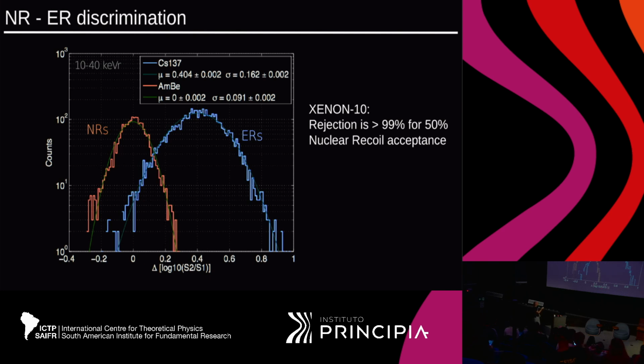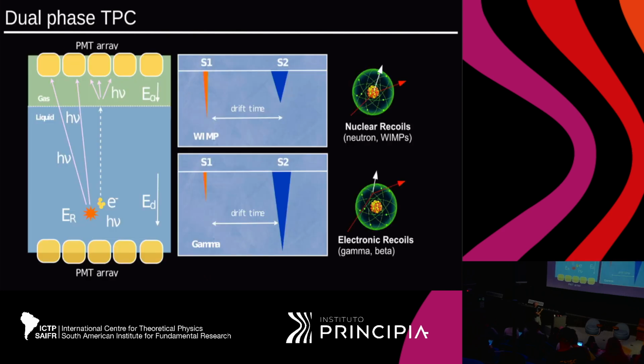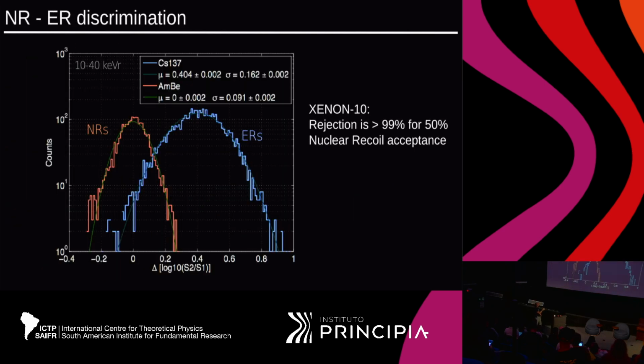So here, if the second signal is large, you have the larger second. Yes, I'm always confusing. Sorry, it is the other way around. Here you have the smallest second signal compared to the first one, and here you have the largest second signal compared to the first one. And although you don't get as amazing a discrimination as in the case of liquid argon, you do get pretty good discrimination.